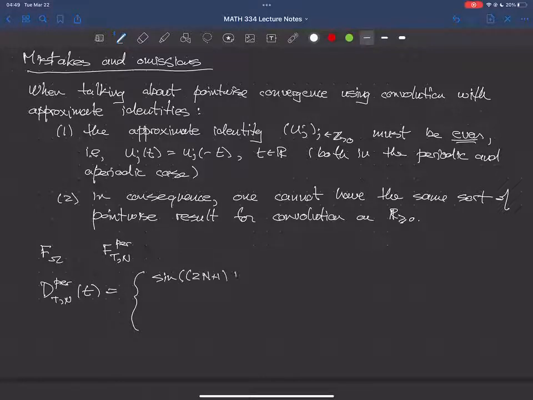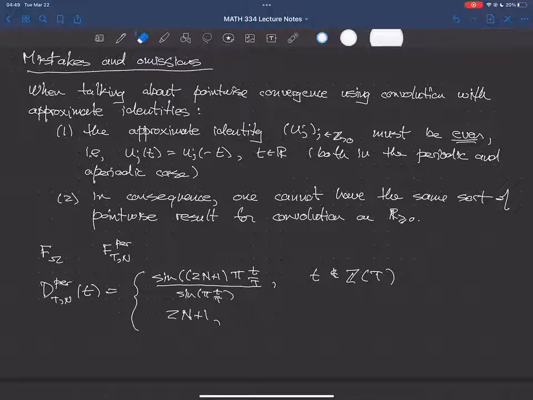Okay, so I wrote this formula down last time. At times which are not integer multiples of the period T, and I'll also say for consistency, I repeated not putting the denominator in this time, it's sine pi t over T. And at integer multiples of the period, it looks like that.